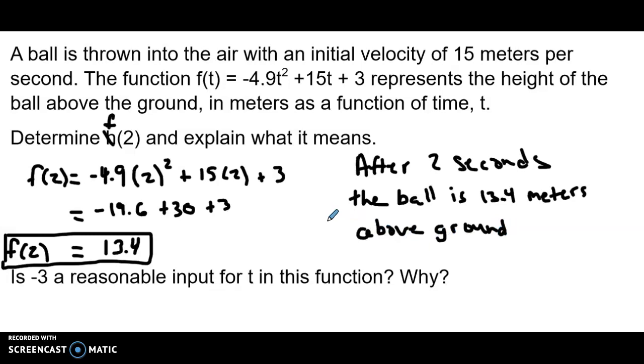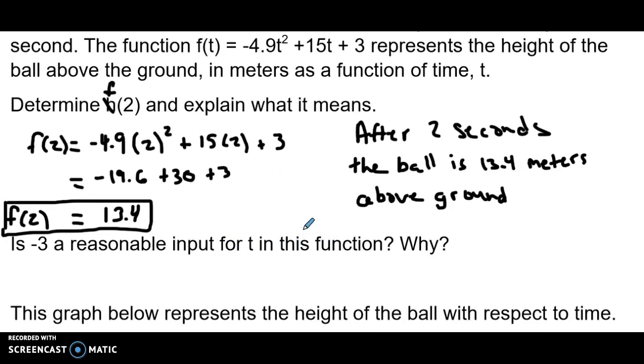The next question that we have here is: is -3 a reasonable input for t in this function? So I'll give you a minute to think about that. Do you think that -3 is something that we could put in for t, which is the time? And why do you think that?